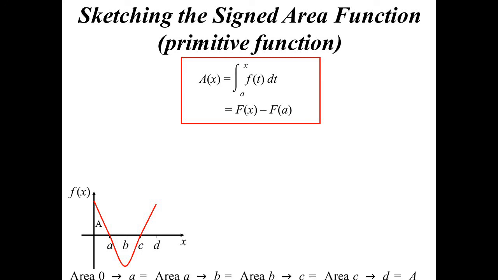Now, for the sake of this example, to make life a little bit easier, I am assuming some things here. That the area from 0 to a is going to be the same as the area from a to b, which is going to be the same as the area from b to c, which is going to be the same as the area from c to d, which I'm calling just capital A. So that bit there is A, that area's A, that area's A, and that area's A as well.